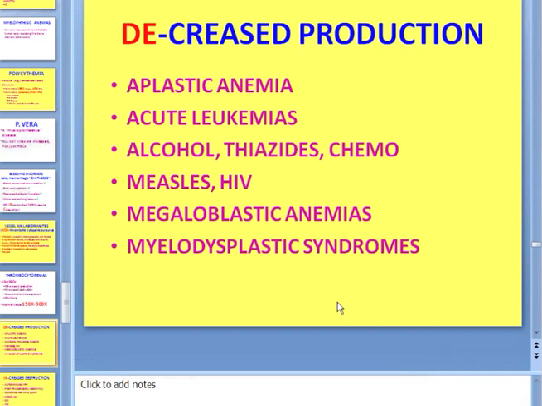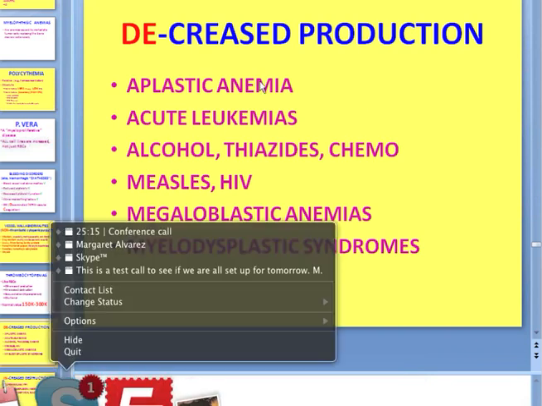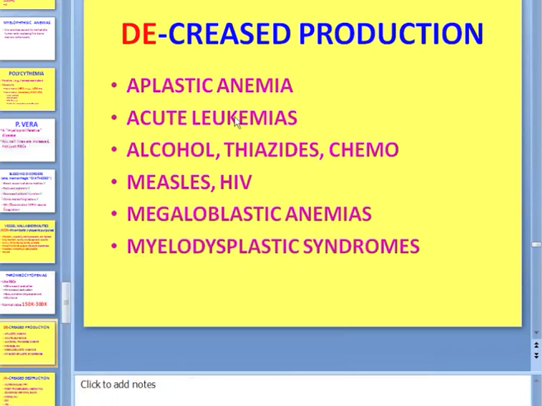Okay, what are the conditions which cause a decreased production of platelets? Well, we already know one, the aplastic anemias, remember? We said everything was wiped out, not just reds. Also, when you have an acute leukemia, your marrow is so packed by the leukemia blast cells that it causes a relative pushing out or underproduction of platelets.